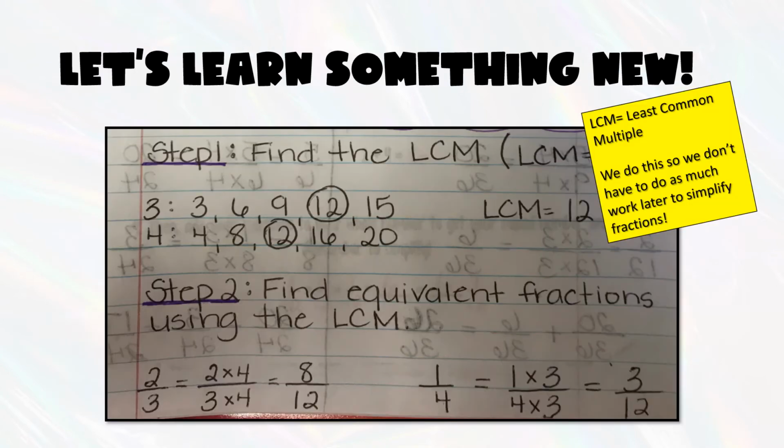So the first step is to find the least common multiple. The least common multiple is like what I like to think of as your times tables or skip counting. So 3, 6, 9, 12, 15, and then 4, 8, 12, 16, and 20.